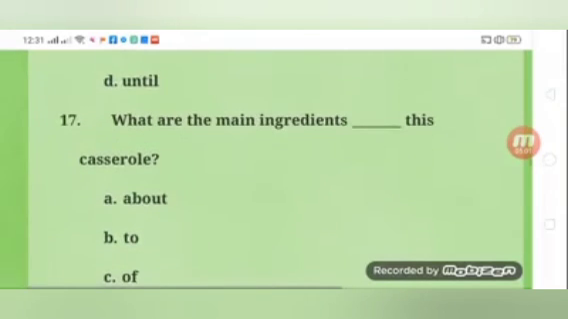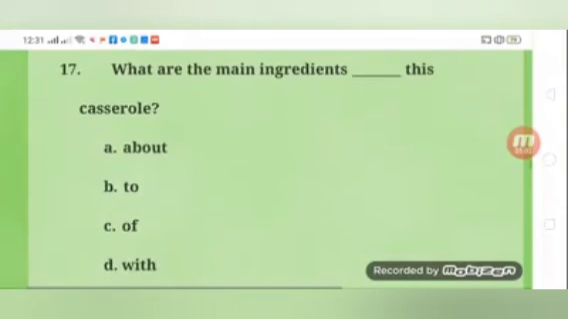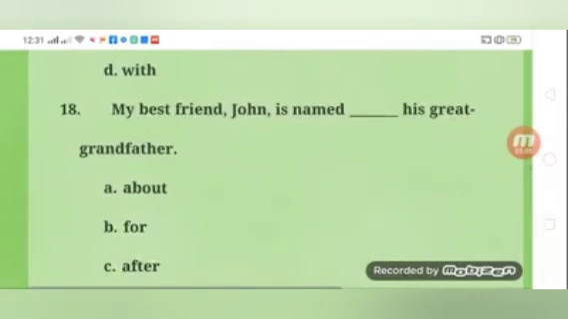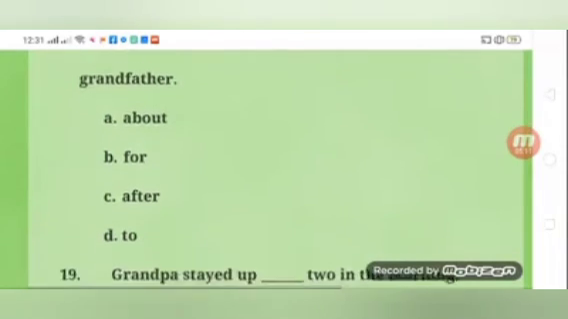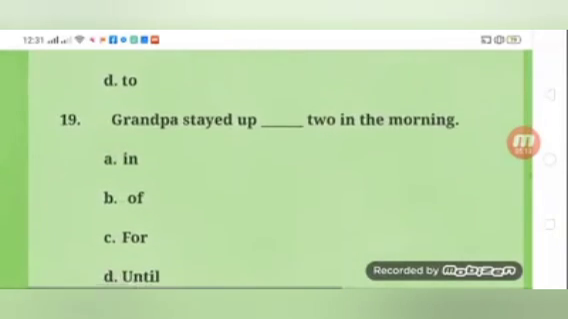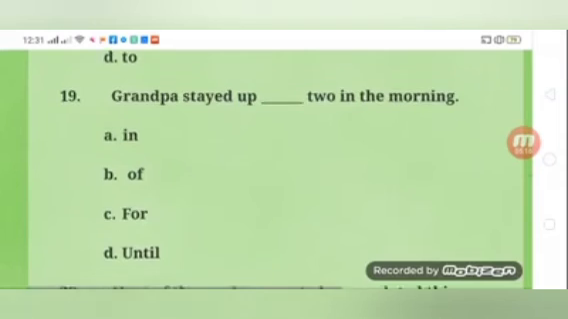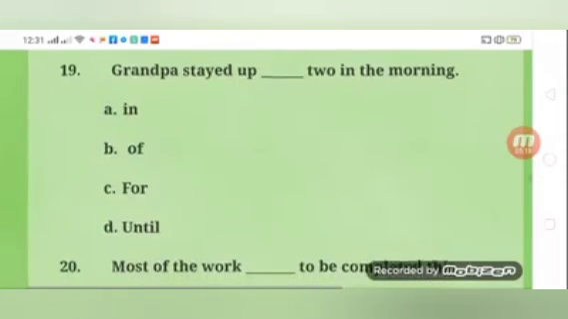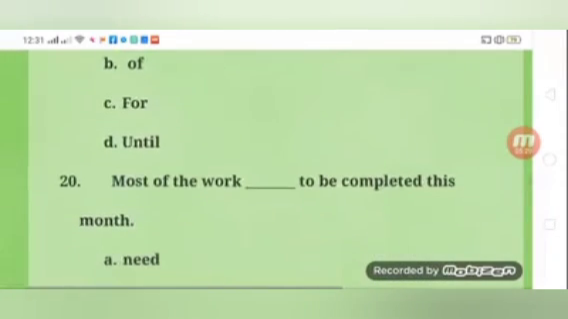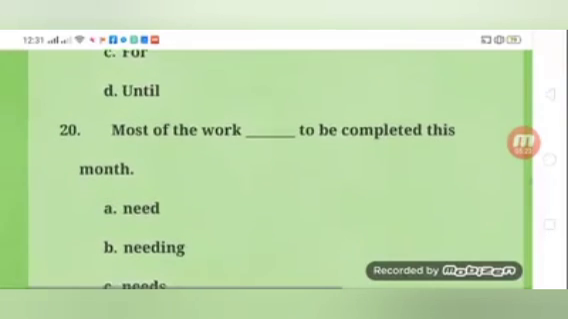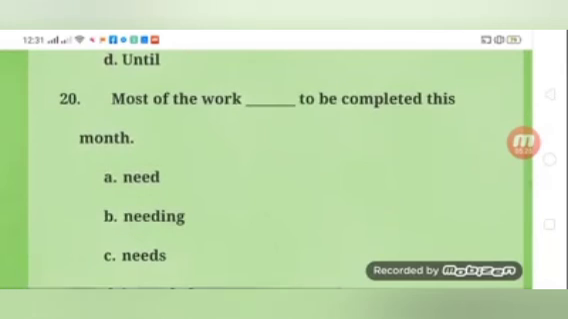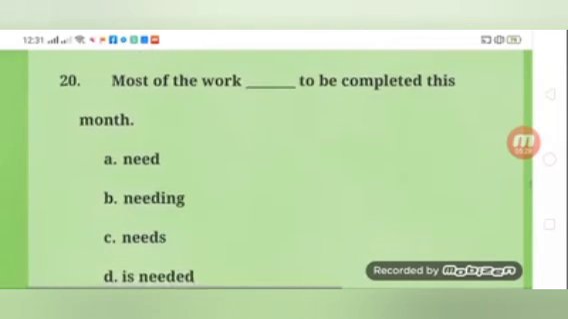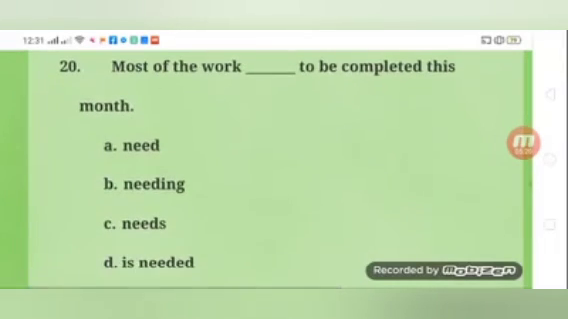What are the main ingredients of this casserole? My best friend, John, is named after his great-grandfather. Grandpa stayed up until 2 in the morning. Okay. Most of the work to be completed, most of the work, okay, so needs to be completed this month, okay?